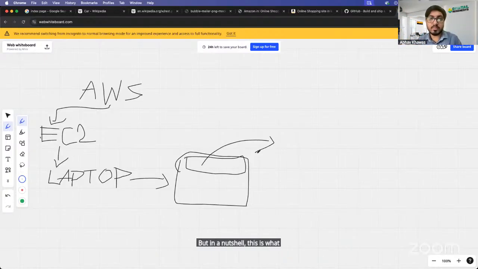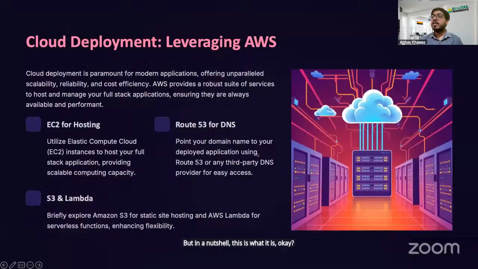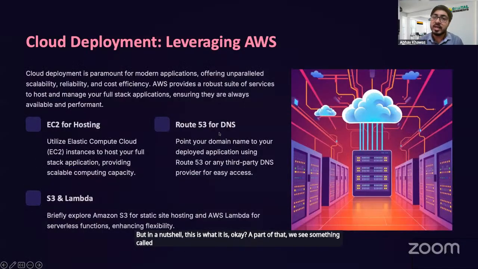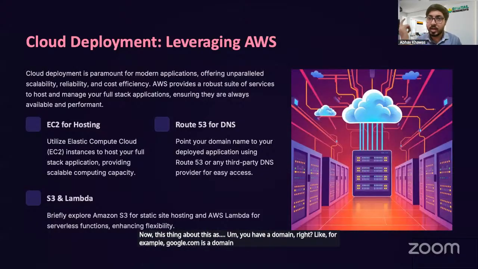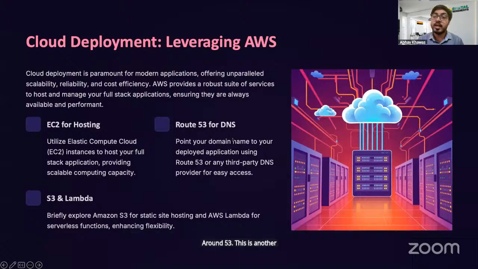Apart from that, we see something called Route 53 for DNS. Just think about this as you have a domain, for example google.com is a domain. You can buy a domain on GoDaddy, Namecheap and a lot of websites. If you want to connect that domain with your EC2 instance, you use Route 53. This is another product of AWS.